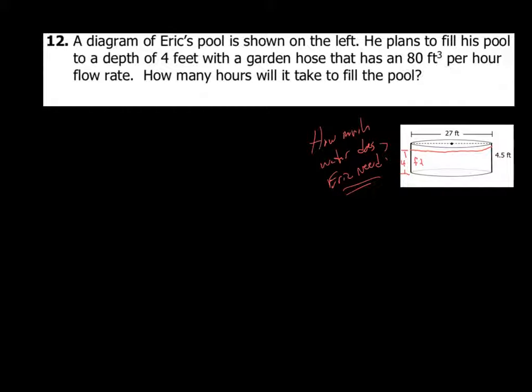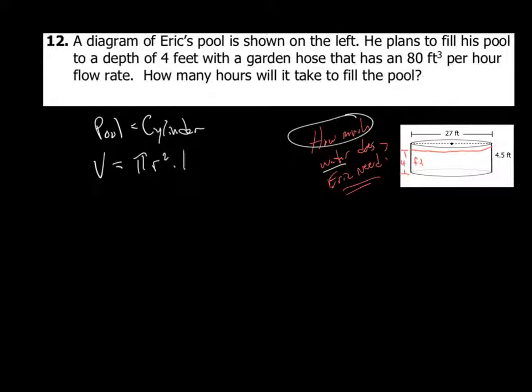Well, first off, a pool is essentially a cylinder. And if we're thinking about how much water, we're talking about volume. And we're talking about volume of a cylinder. So pi r squared, the area of the base, times the height. Now remember, not the volume of the pool, but specifically how much water Eric wants in the pool.